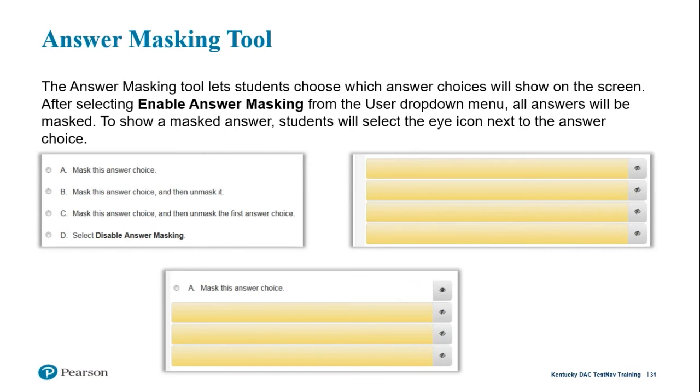The answer masking tool. This tool lets students choose which answers will show on the screen. So after selecting Enable Masking from the User dropdown, all the answers will be masked, as you see here in the upper right. To show an answer, students will select the eye icon next to the answer. So you see here on the bottom, they clicked on the icon next to answer A and it shows.